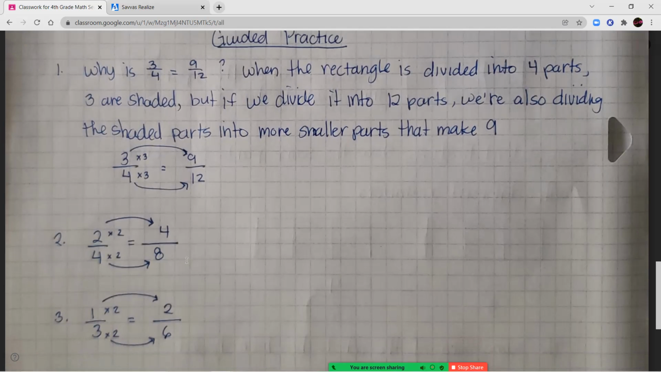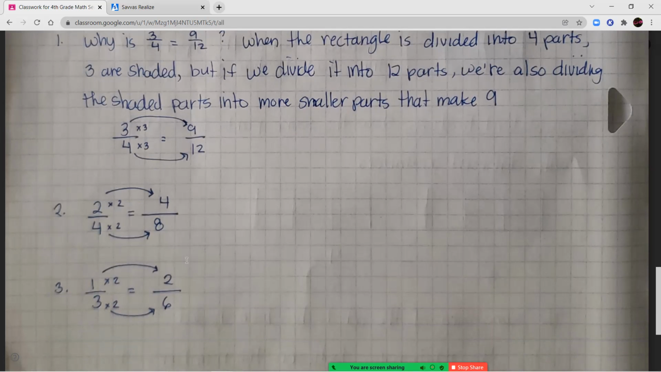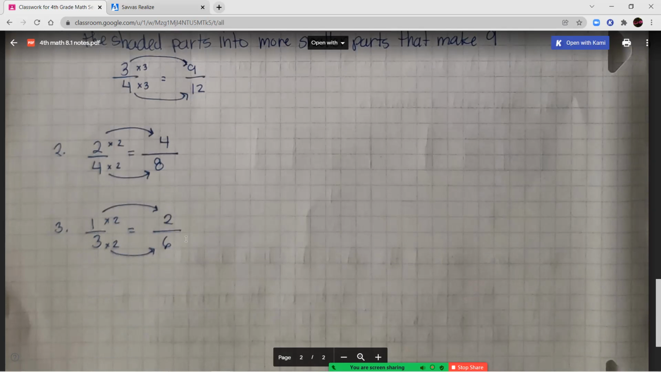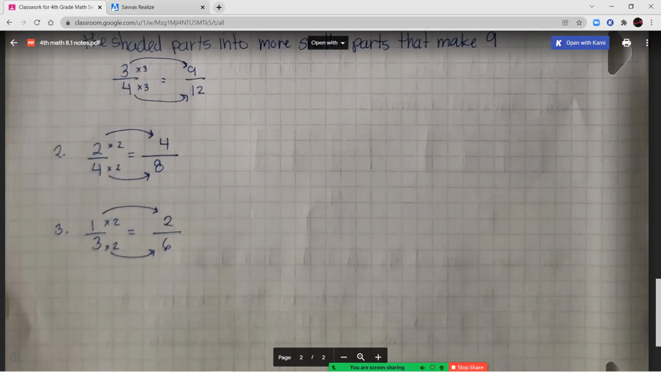Now, your fraction can have a lot of equivalent fractions. It's not always going to be just one. But right now they're asking you for just one. And for number 3, 1/3 is equal to 2 over something. So how did we get from 1 to 2? Well, we multiplied it by 2. So if I multiplied the top by 2, I also need to multiply the bottom by 2. So 3 times 2 gave me 6. So 1/3 is equal to 2/6.